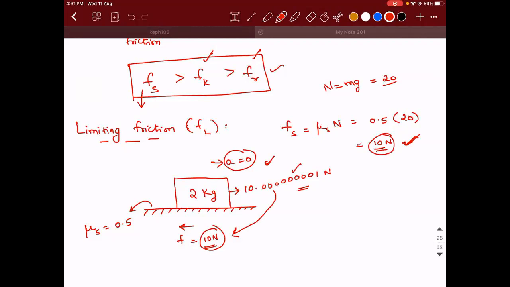The static friction adjusted itself. That is why static friction is also called a self-adjusting force. Am I clear, guys? So static friction is also called a self-adjusting force.